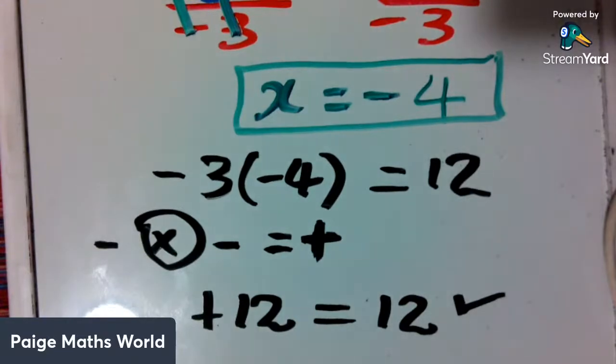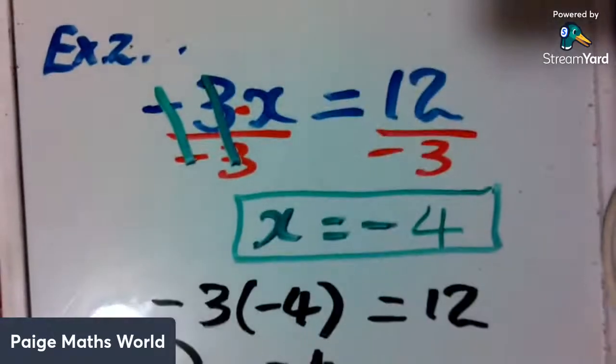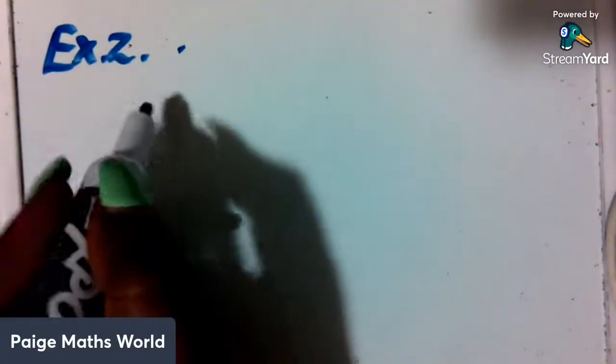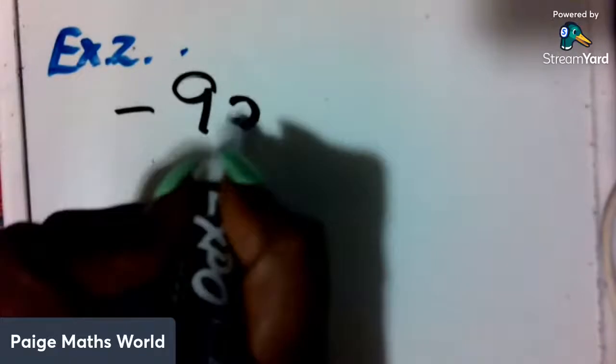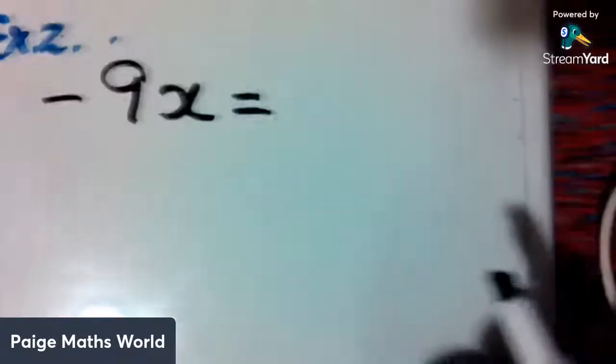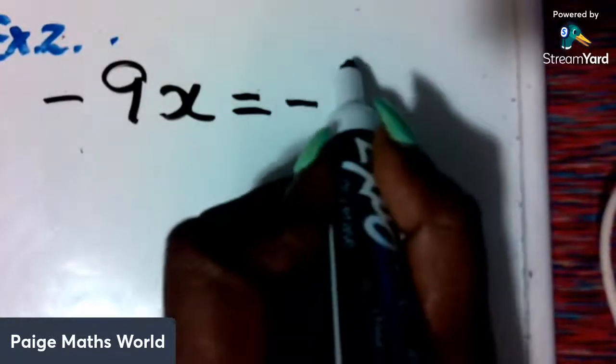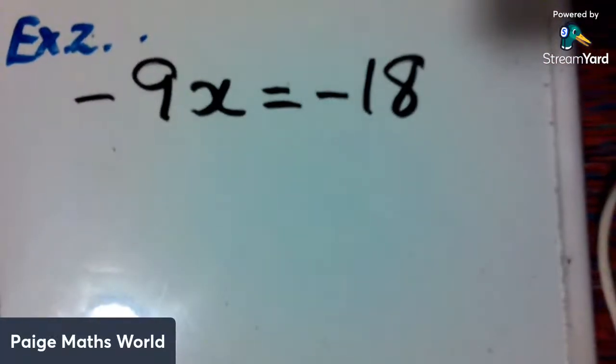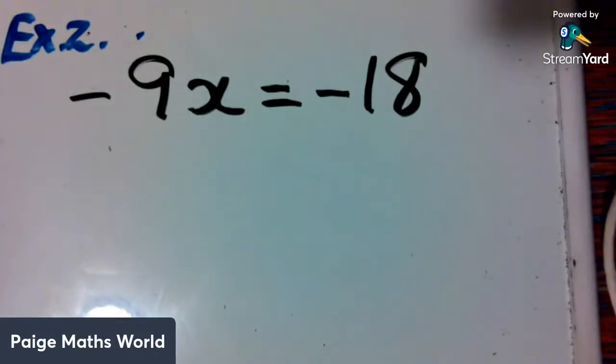All right, so we're gonna try one more. We're not going to the hard stuff as yet or the difficult ones yet. We're keeping it simple for now. What if you had negative 9x, and that's equal to, say, negative 18? What would my answer be here? Negative 9x is equal to negative 18. Remember, I need the x by itself. That's what we're solving for, x.